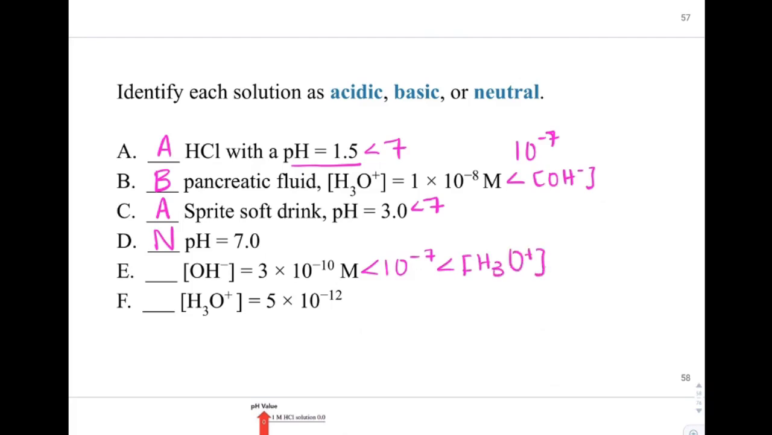So your hydronium is more, meaning it's acidic. If you have your hydronium 10 to the negative 12, 10 to the negative 12 is less than 10 to the negative 7, which means it's less than the OH concentration as well, and you would have a basic solution here.